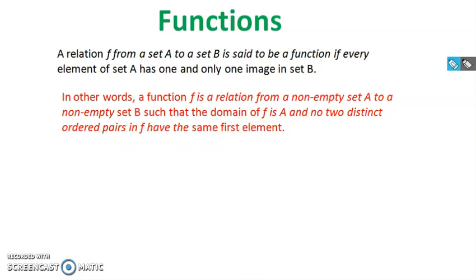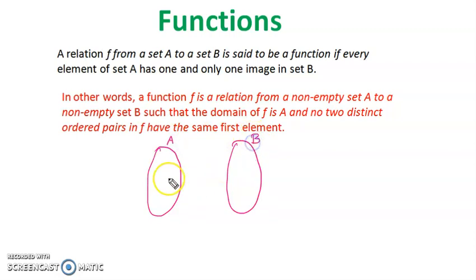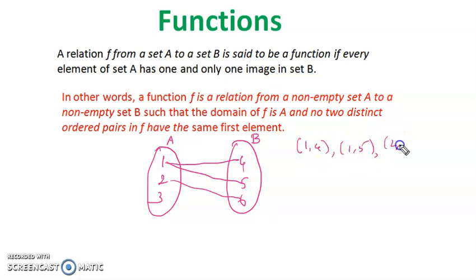With an example, if this is non-empty set A with 1, 2, 3 and this is set B with 4, 5, 6, suppose the ordered pairs are 1, 4; 1, 5; 2, 6. I can say this is a relation, but it is not a function because 1 has 2 images. Hence this is termed a relation, but not a function. Similarly, 3 does not have any image.